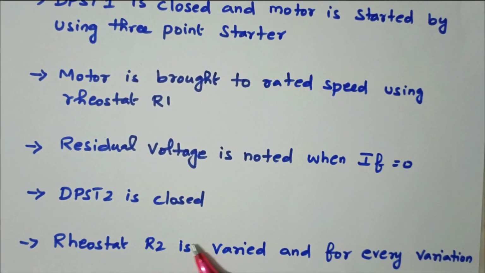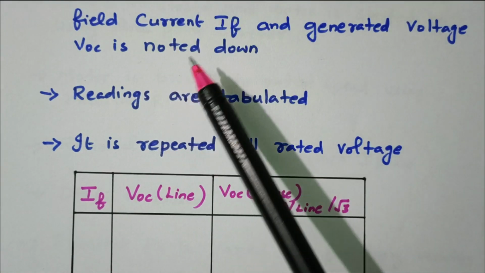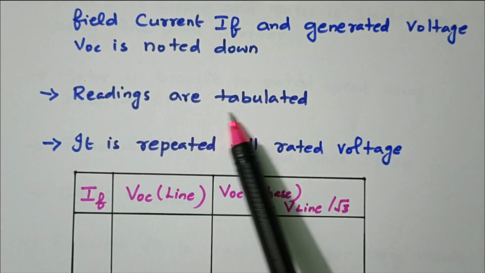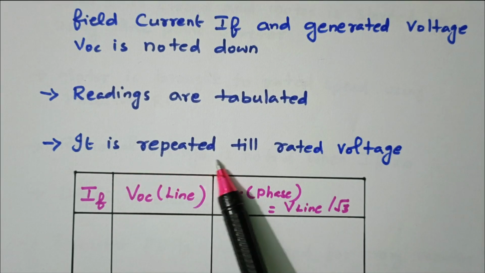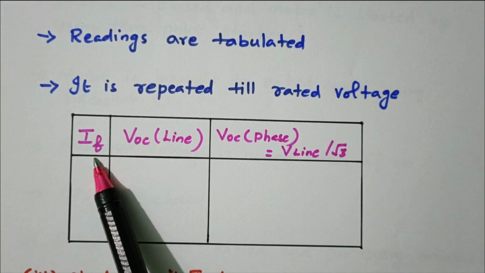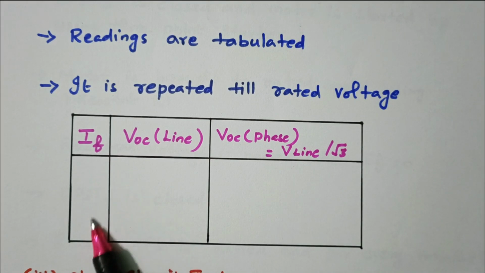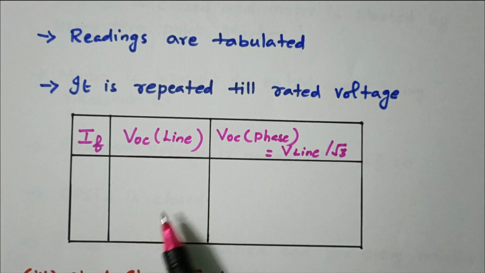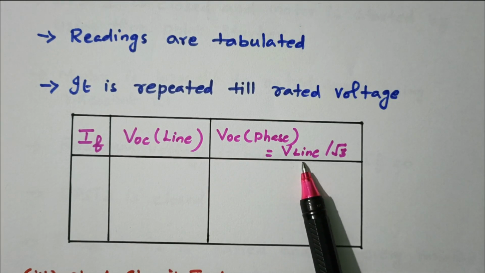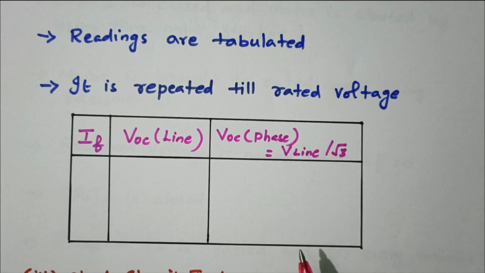Rheostat R2 is varied, and for every variation, the field current IF and generated voltage VOC are noted down. Readings are tabulated. It is repeated until the rated voltage. So for every variation, the field current and VOC line are noted. VOC phase is calculated by using the formula V line divided by √3.